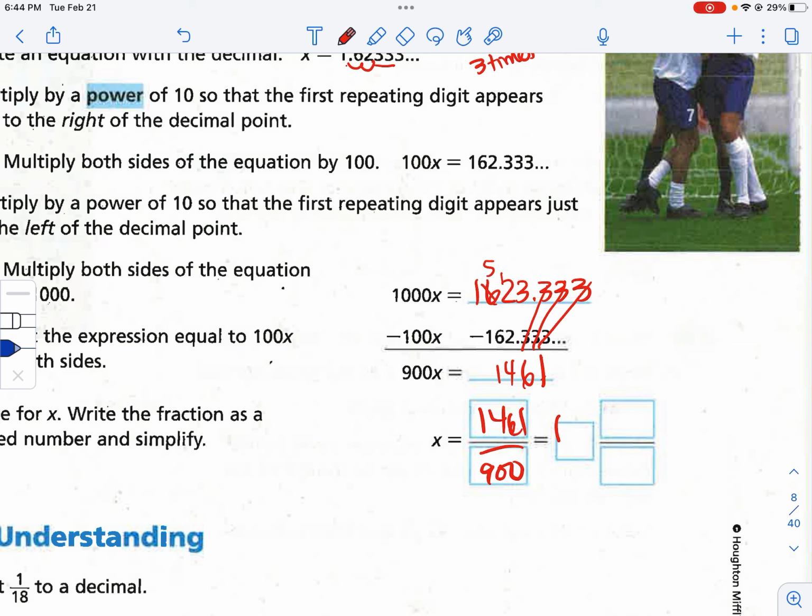I'm actually going to ignore that, and I'm going to simplify this. If I divide the top one by 3, I get 487 over 300, and I will leave it like that. I don't like mixed numbers.